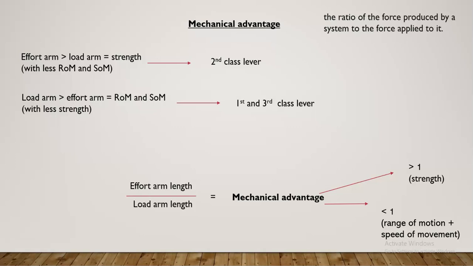Now we have to look into mechanical advantage. So mechanical advantage is the ratio of the force produced by a system to the force applied to it. So now we can look at what this means. So there are three main parts to this: strength, range of motion, and speed of movement. So let's look into those quickly.